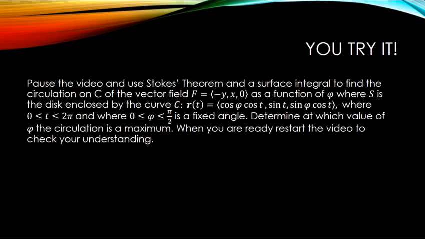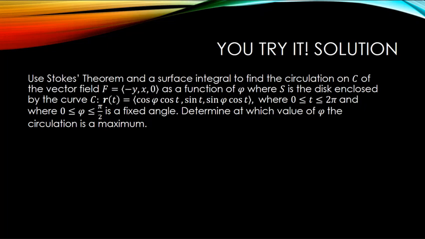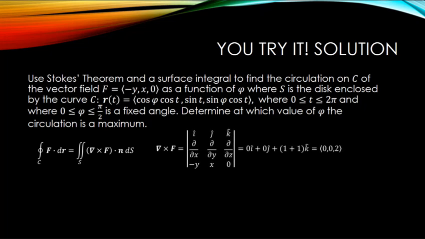But I'm going to give you a hint. Don't forget, phi is fixed. It can be treated entirely like a constant here. So I'm going to use Stokes' theorem, which states that the closed integral over C of F dotted with dr is equal to the double integral over S of del cross F dotted with N dS. I have to compute del cross F first.